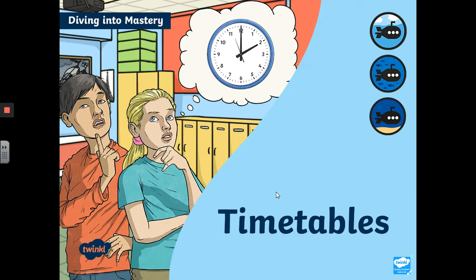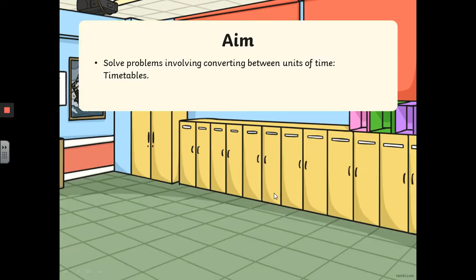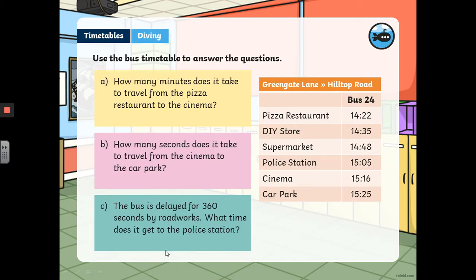Let's see. Timetables. What do we have to keep in mind while making the timetable, children? Any answers? Absolutely correct. A watch or a clock or time. Solve problems involving converting between units of time, timetables. Now, use the bus timetable to answer the questions.